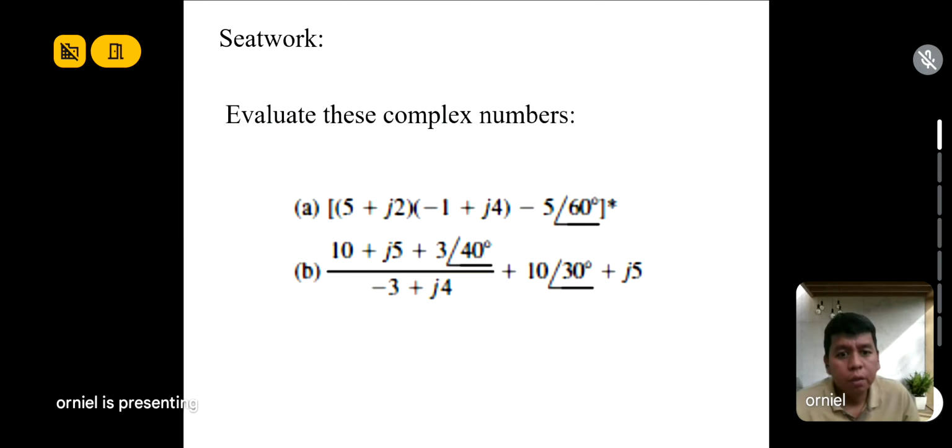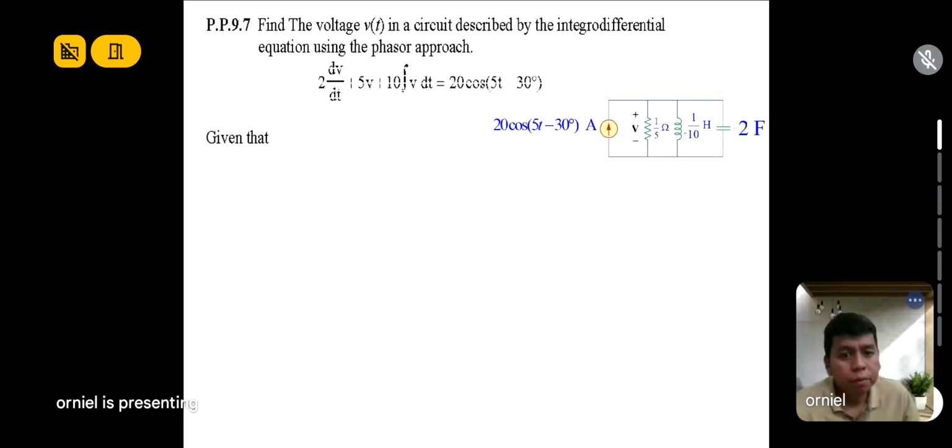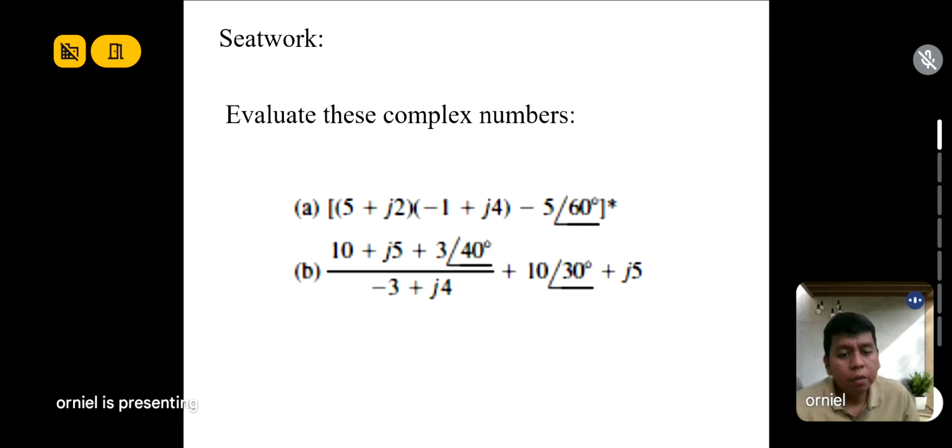Okay, so kaya no, this will be your assignment also. You know, this will be your assignment number 5. Item number 5. Evaluate these complex numbers. No? Okay. Huwag na mag face-to-face, this will be our online. I-add lang din sa inyong assignment.